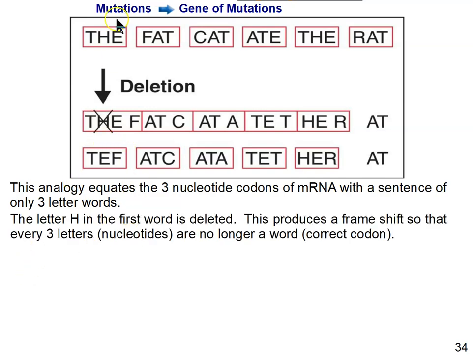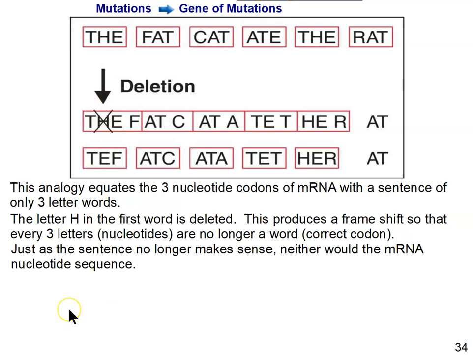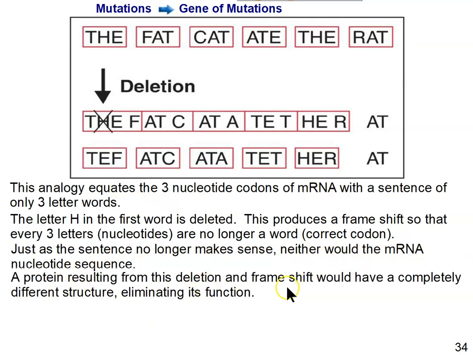This is just describing what we just went through. Just as the sentence no longer makes sense, neither would the messenger RNA nucleotide sequence. A protein resulting from this deletion and frame shift would have a completely different structure, eliminating its function. This protein would not function at all because none of the codons are the same.